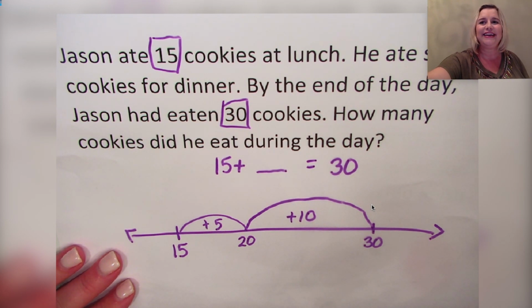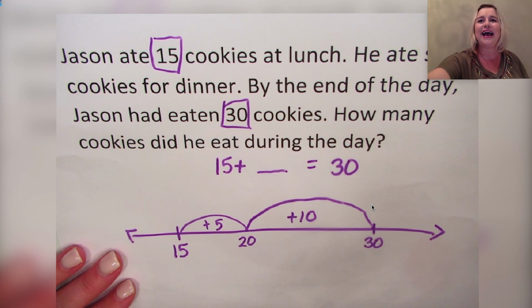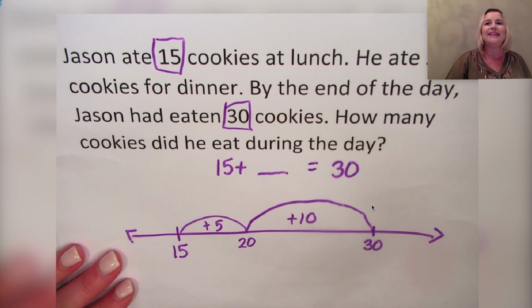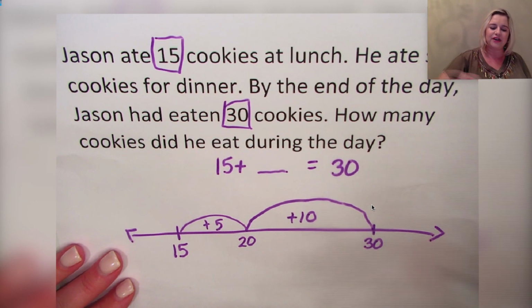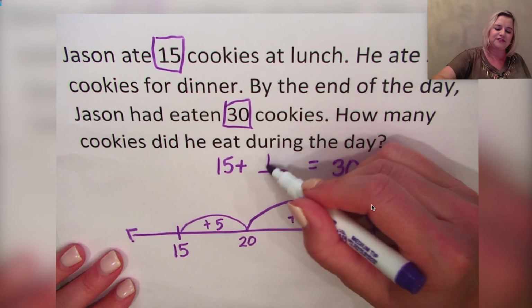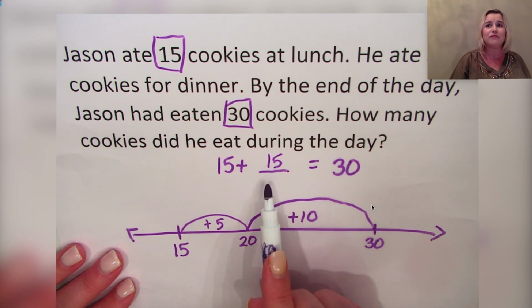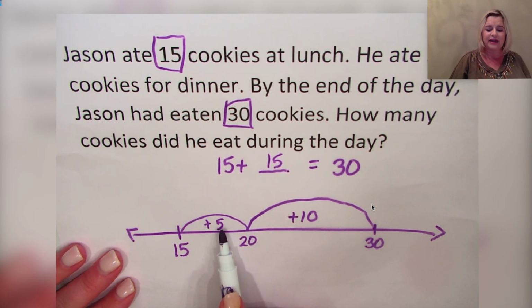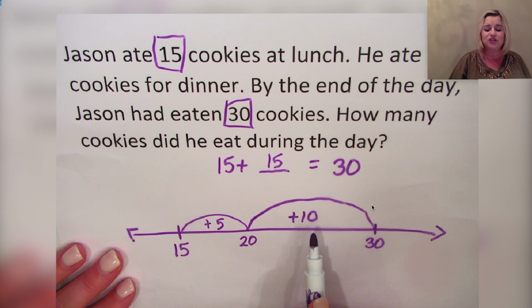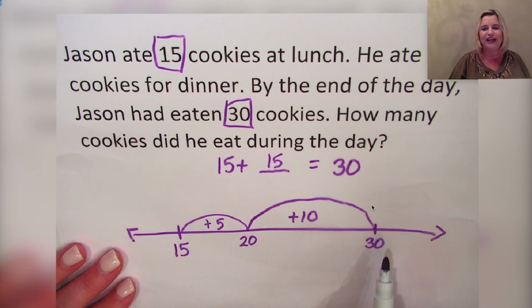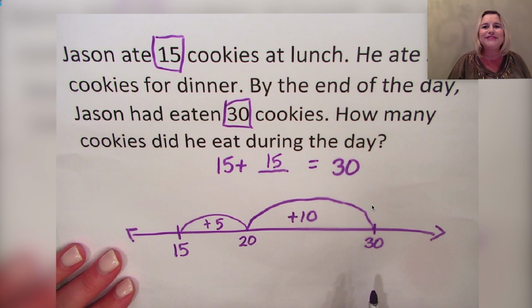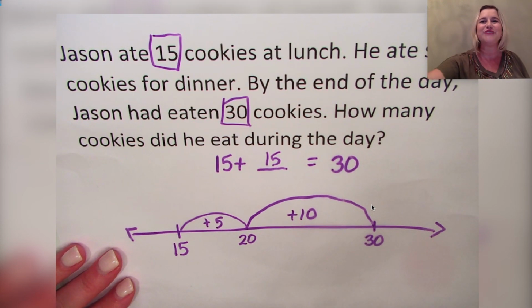Great thinking! You said the missing add-in was 15. Let's finish the equation together. 15 plus 15 equals 30. The second 15 comes from adding on 5 and then adding on 10 to get a total of 30 cookies. Well done. Give yourselves a round of applause.